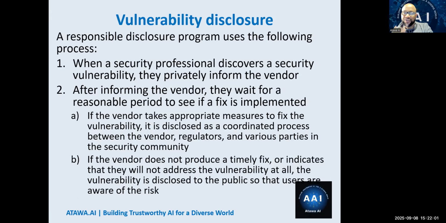All right, so if you discover a vulnerability, you should inform the vendor, the person that manufactured that hardware or developed that program, right? So normally after you've told them, you wait for a reasonable period to see if they fix it. If they fix it, then you can disclose it, right, in a coordinated process, right? If they don't produce a timely fix, then you want to disclose it to the public, right? So that users are aware of the risk.